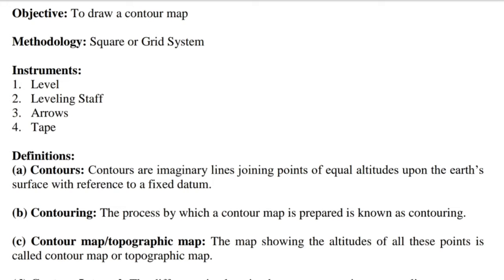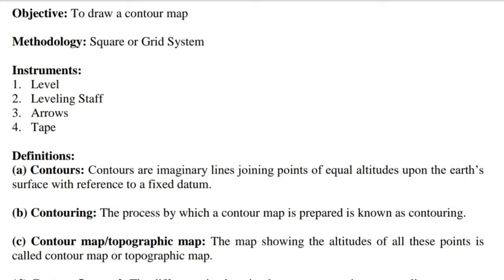3. Arrows. 4. Tape. Definitions: A. Contours. Contours are imaginary lines joining points of equal elevation upon the Earth's surface with reference to a fixed datum. B. Contouring. The process by which a contour map is prepared is known as contouring.